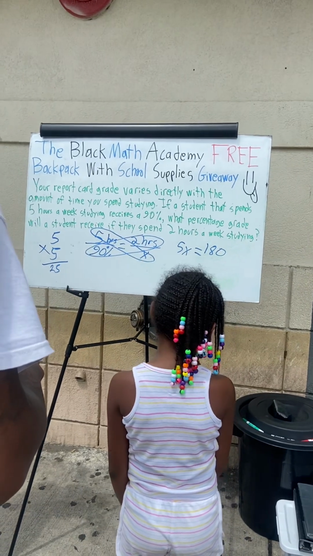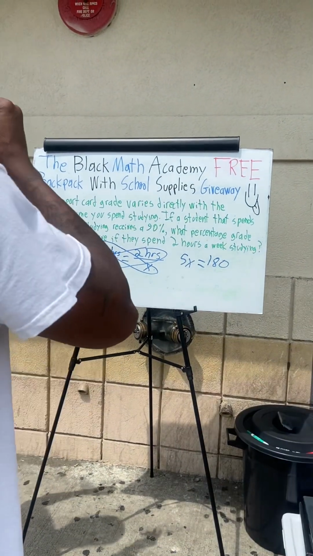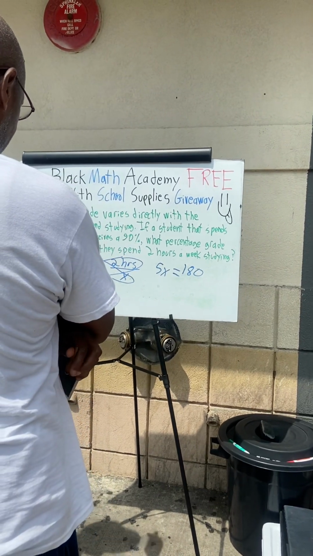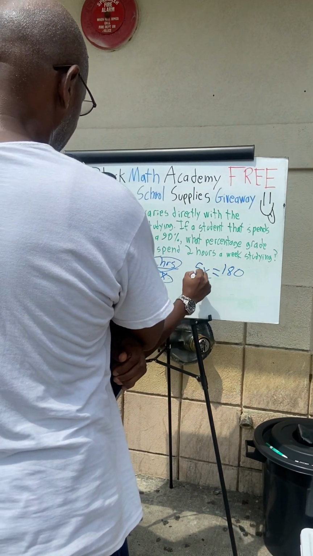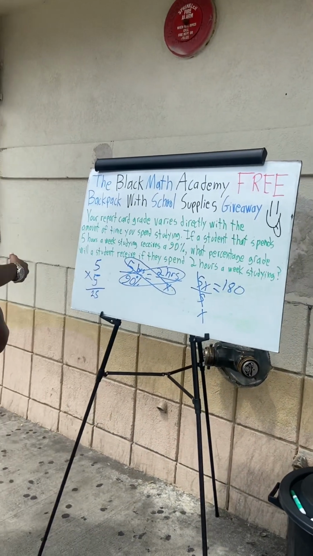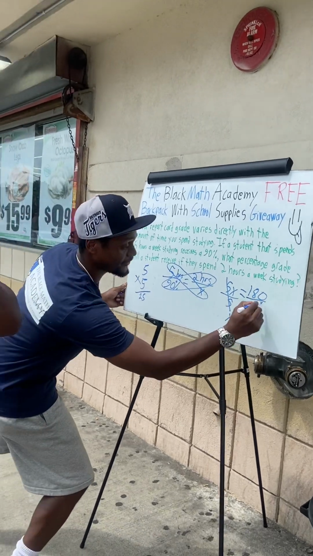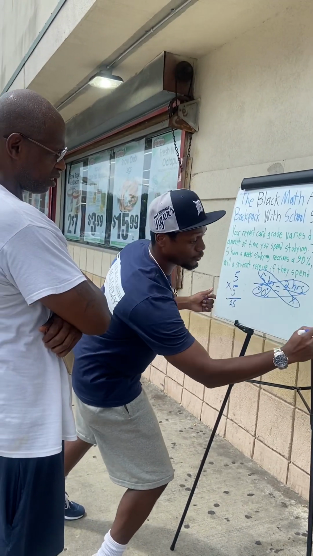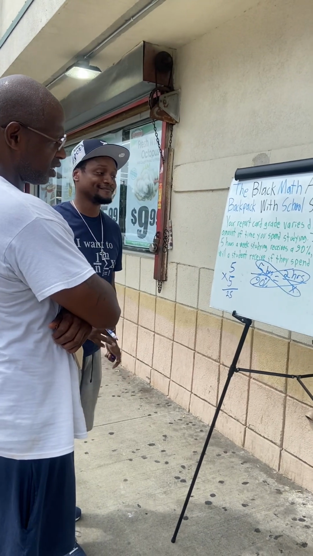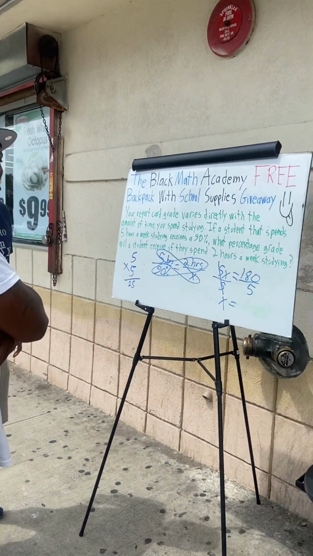But instead of trying to guess, because we're multiplying, we can divide to get rid of it. If we divide that by 5, that goes away and you get your x. But algebra says what we do to one side we do to the other, so we divide 180 by 5 as well. So what is 180 divided by 5? That'll tell us.